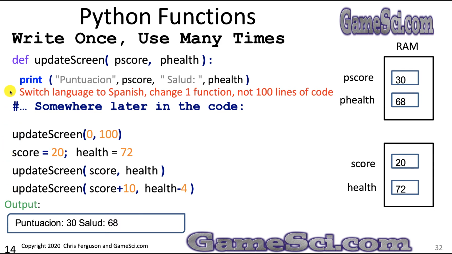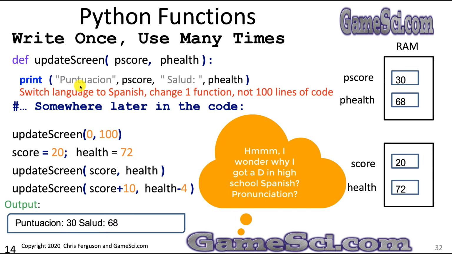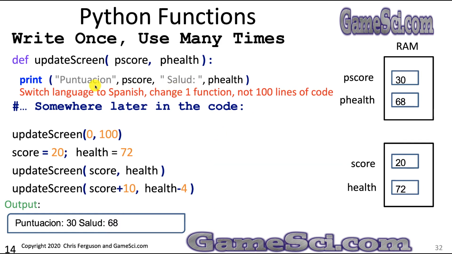I'd much rather change one function. So I went on to Google Languages, and apparently score is puntuación, right? And health is salud. So I changed the words score and health to the Spanish versions of score and health. And look, one simple change, and all of a sudden the output to the screen is in Spanish. If I took all my screen outputs and put them in some small functions, those are the only things I have to change the language of my program.